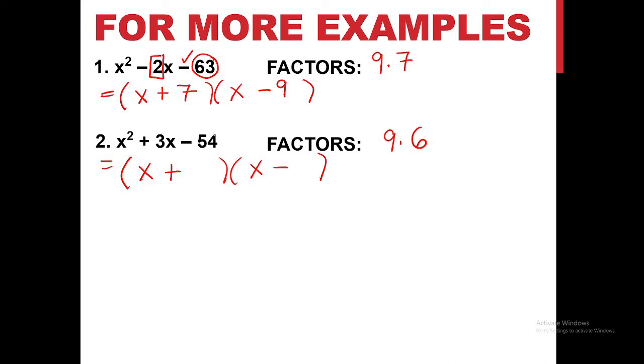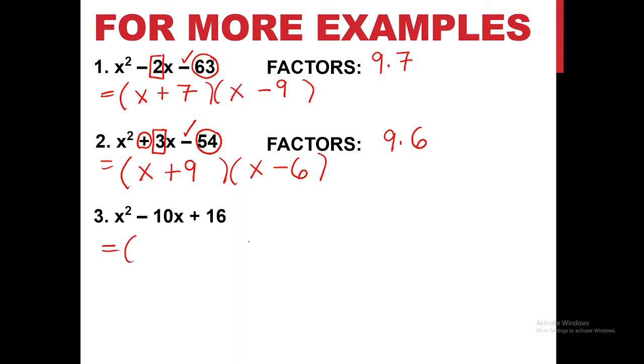Okay, so meaning, you factored 54 and when you subtract, 3 comes out, which is right. 9 times 6 is 54. 9 minus 6 is 3. Now, which should be positive? 9, negative is 6. That's correct. Okay, let's have our third example.